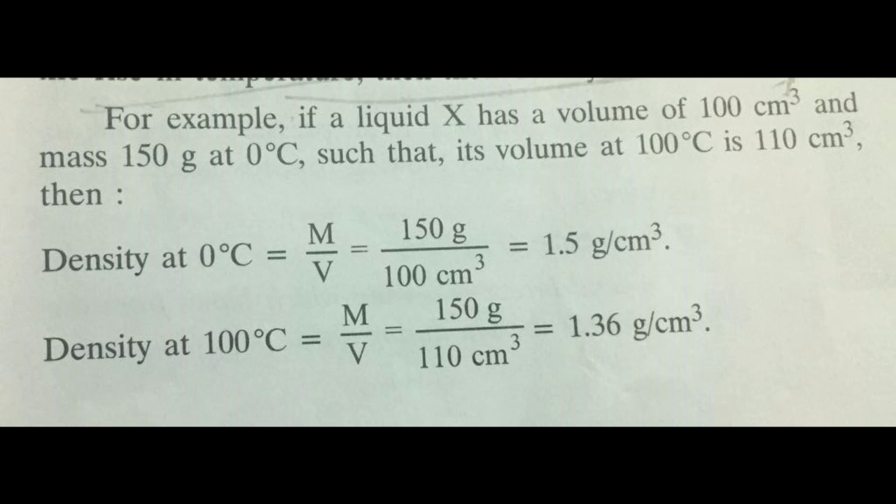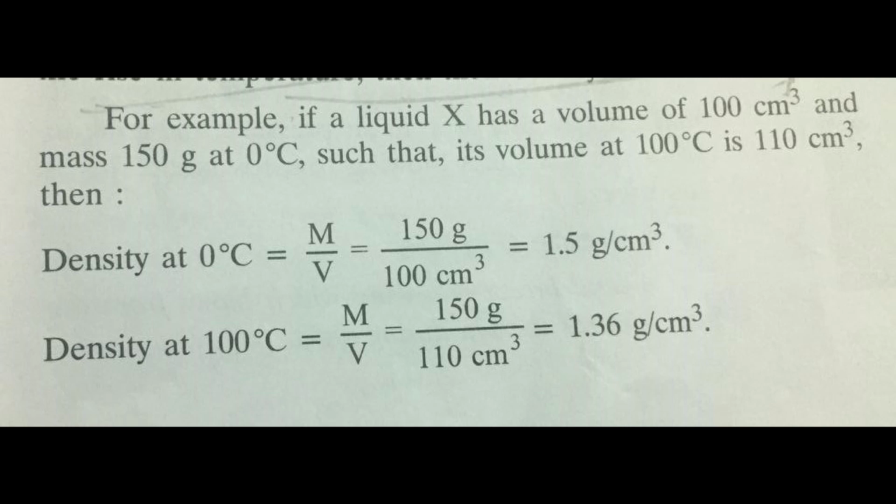Now the same liquid has the same mass, but there is a change in the volume because we have heated the liquid. So density at 100 degrees Celsius is mass upon volume. Mass is the same, 150 grams, but there is a change in the volume. Volume has changed from 100 cubic centimeter to 110 cubic centimeter. So when we divide mass by volume, we'll get the answer how much? The density will be 1.36 gram per cubic centimeter.